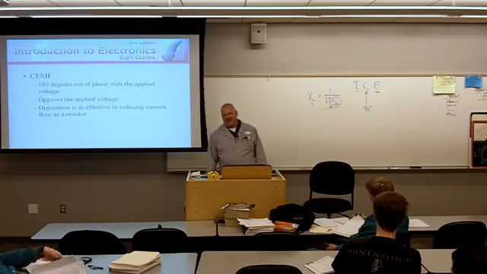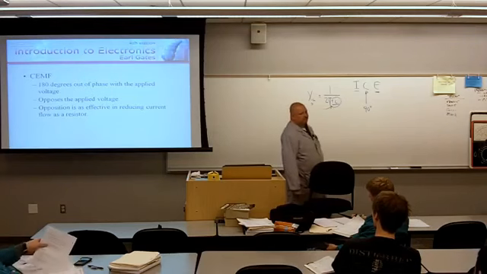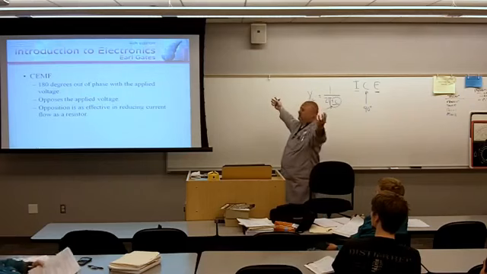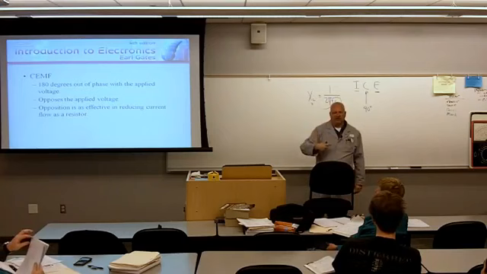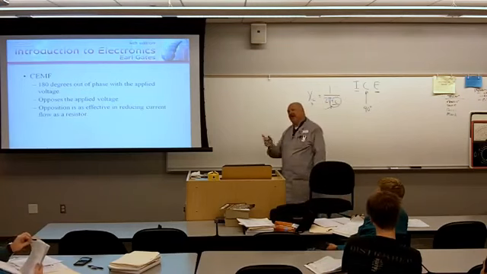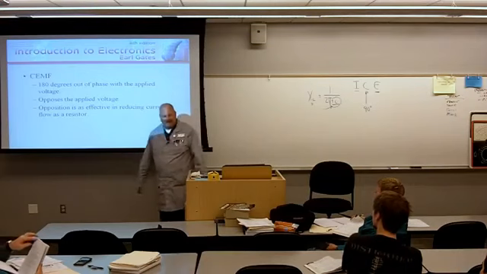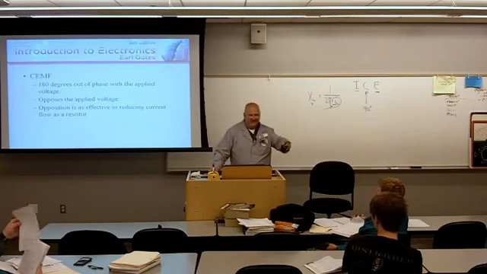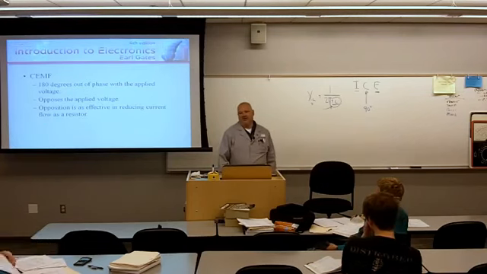Opposition is as effective in reducing current flow as a resistor. Doesn't that make sense? If I've got voltage going this way and it creates that magnetic field, when the magnetic field collapses, it creates that countercurrent. It reduces the flow of current. It's as effective as a resistor. But there's something unique about using an inductor. Does not consume power. Exactly. Does not consume power.